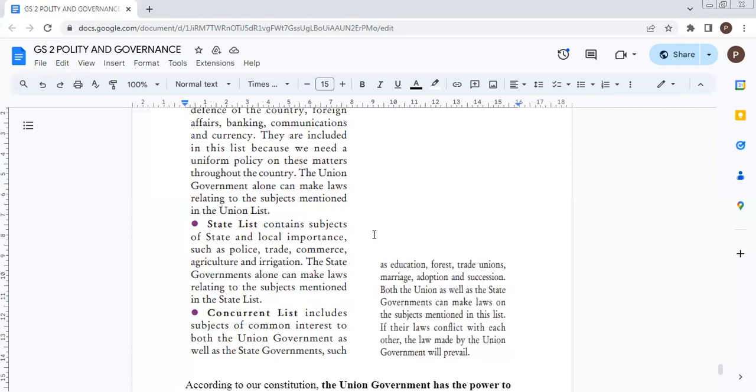And in the concurrent list, where both the governments can make law, but in case there is a law made by the union, that will be adhered to, and all the state governments have to comply with that.